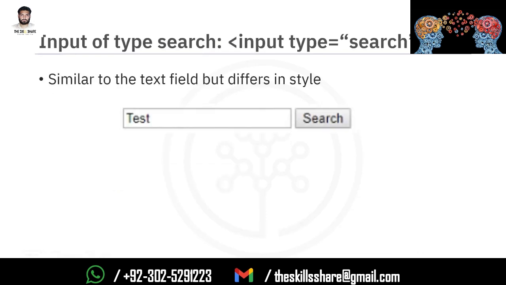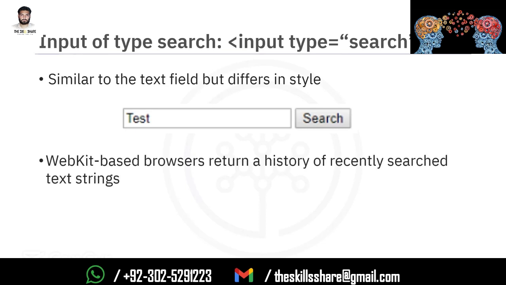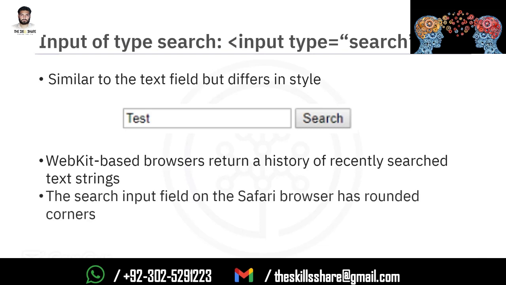The differences between input type equals search and input type equals text are mostly in style. WebKit-based browsers return a history of recently searched text strings. The search input field on the Safari browser has rounded corners.